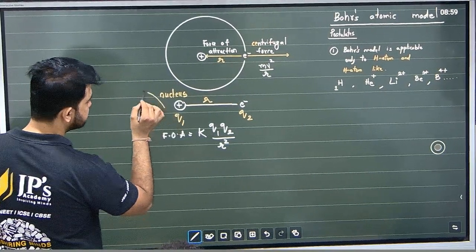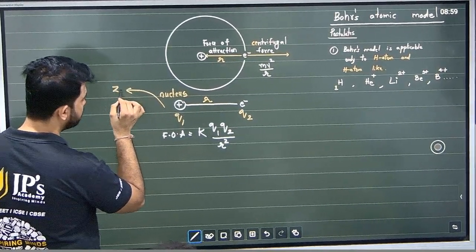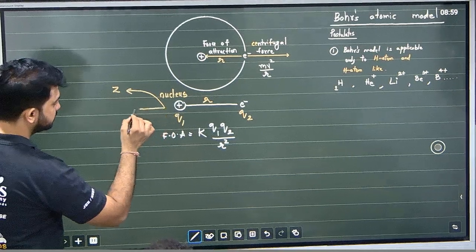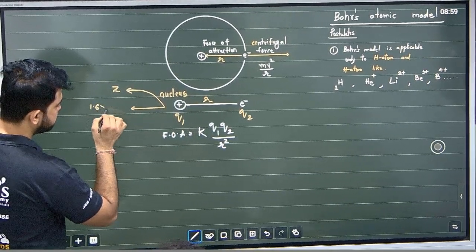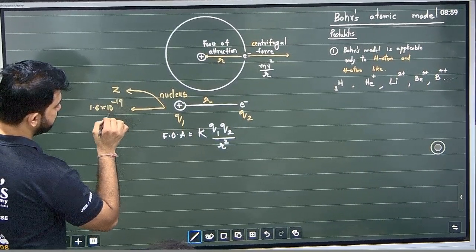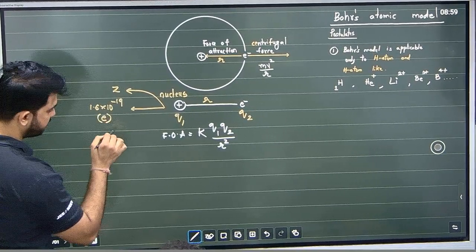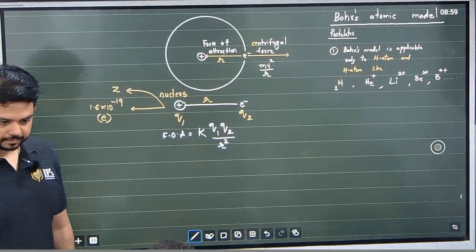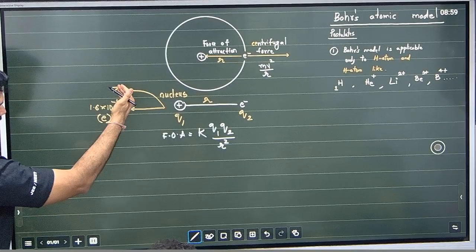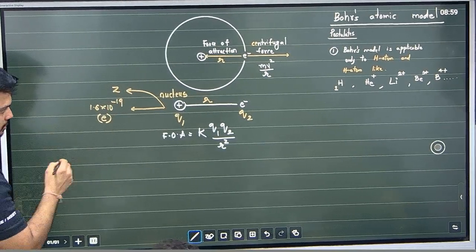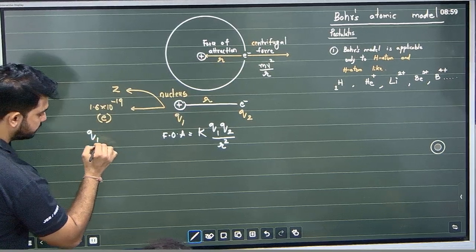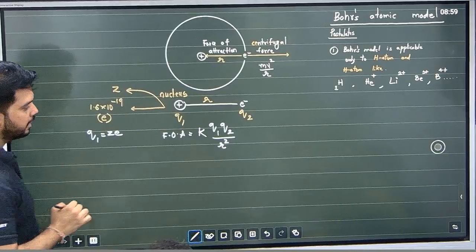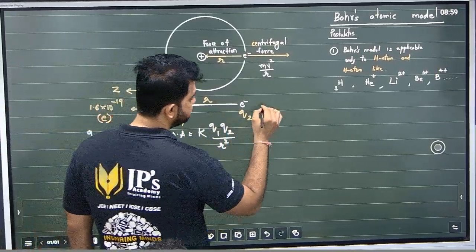Nucleus has Z number of protons. Each proton carries a charge of how much? 1.6 into 10 raised to minus 19, जो हमने just represent किया था as E. We are more interested in the magnitude. क्या मिला people? Z into E. So how much is Q1? ZE. What is Q2 over here?